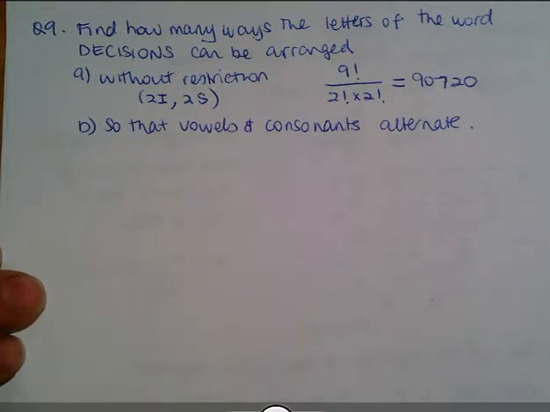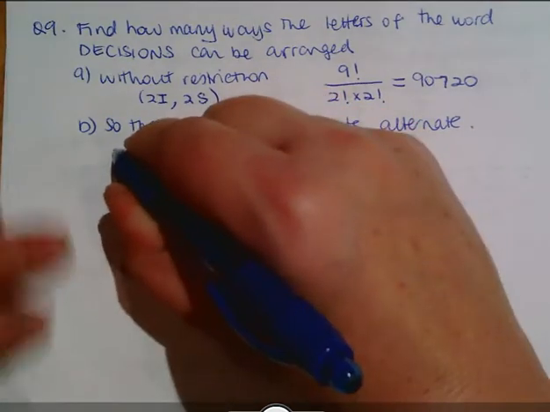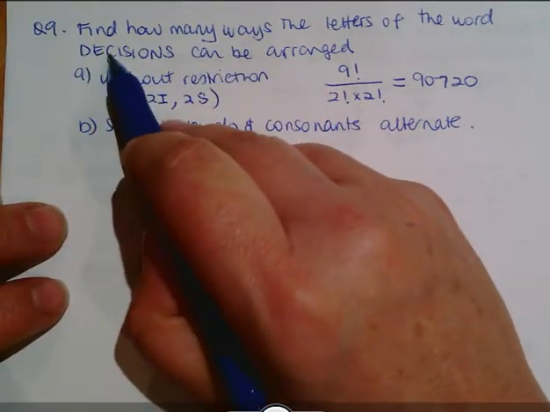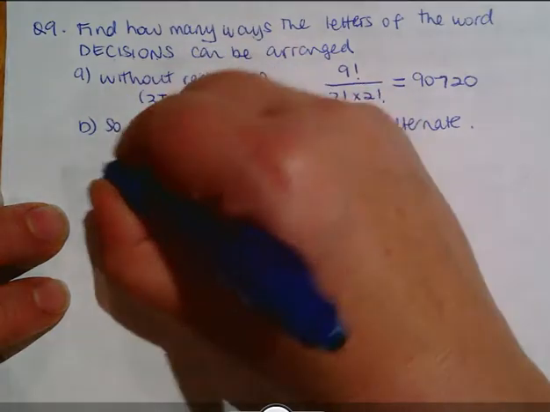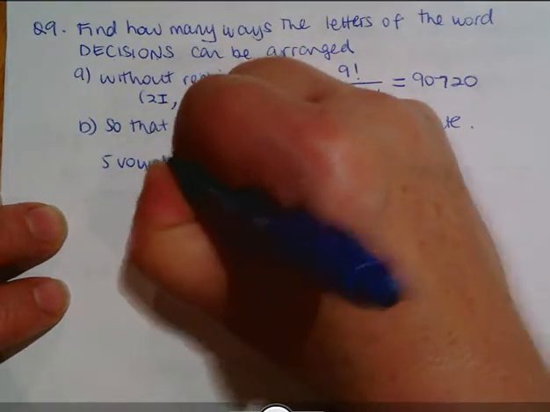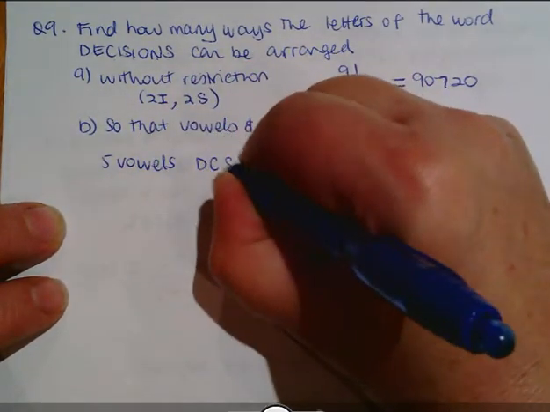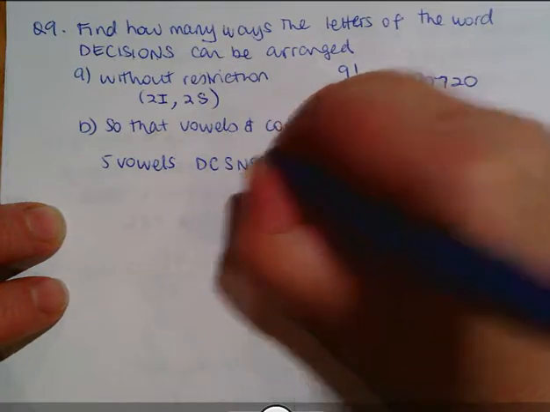Now in part B, we want to find the ways that the letters of the word decisions can be arranged so that the vowels and consonants alternate. Now, there are 1, 2, 3, 4, 5 vowels, which are D, C, S, N, and S.